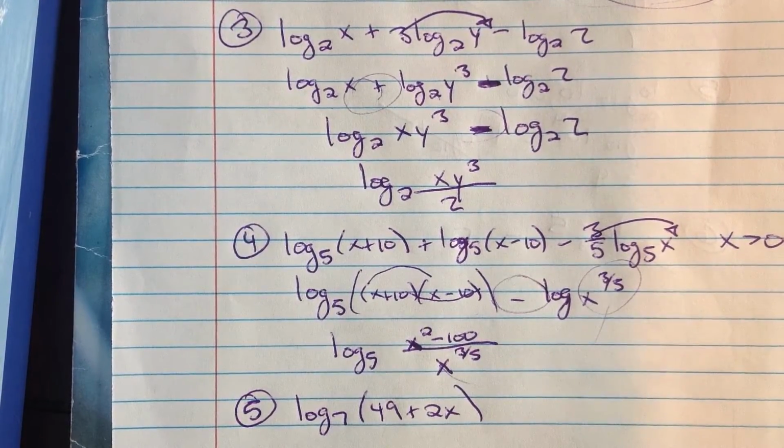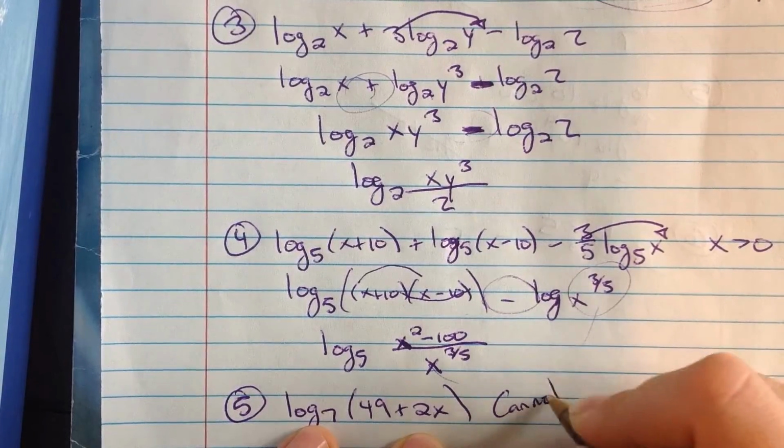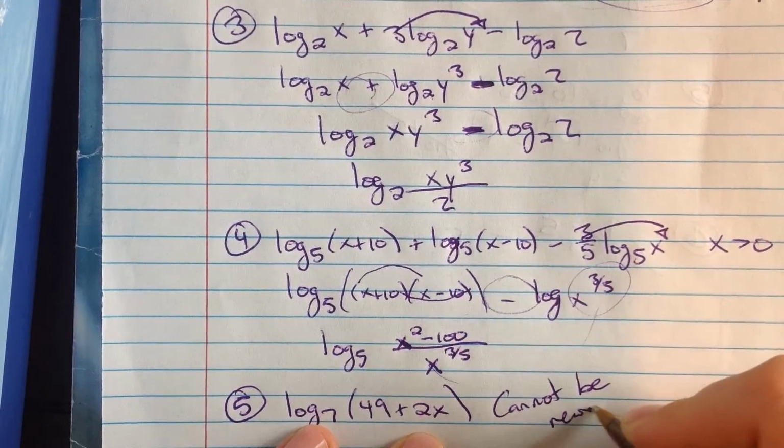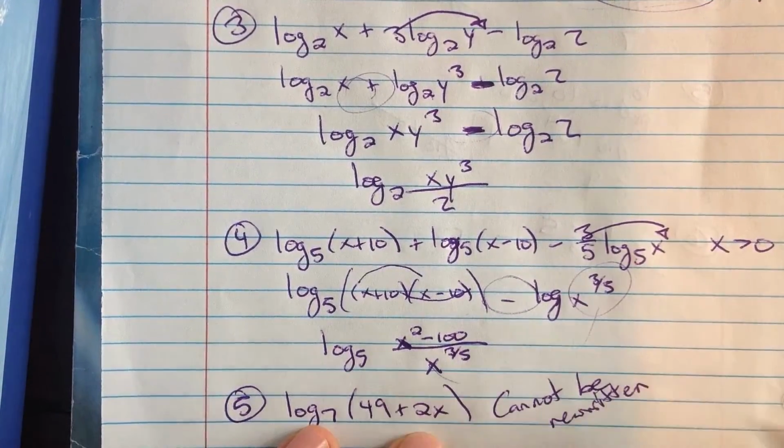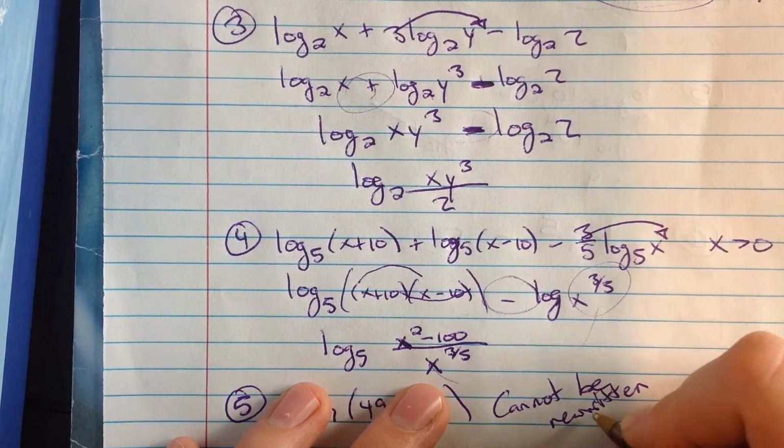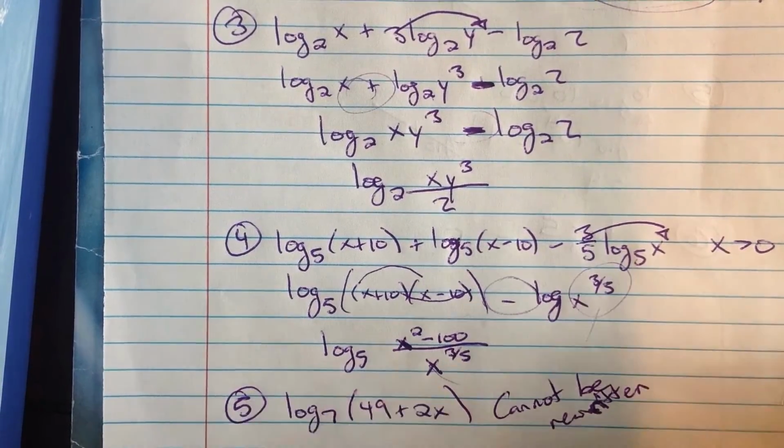These two things are not being multiplied, and so this cannot be rewritten. There's nothing you can do to this. Rewritten.